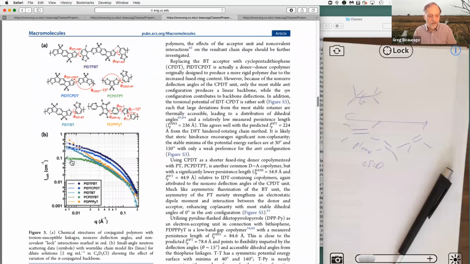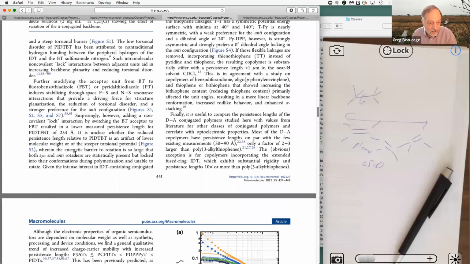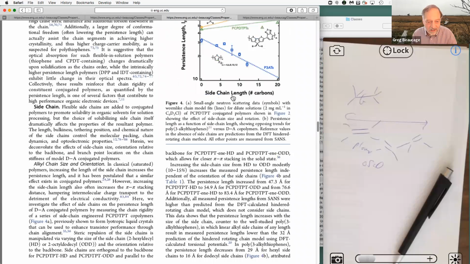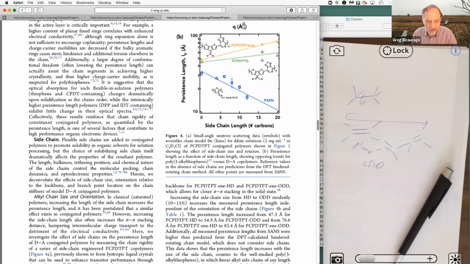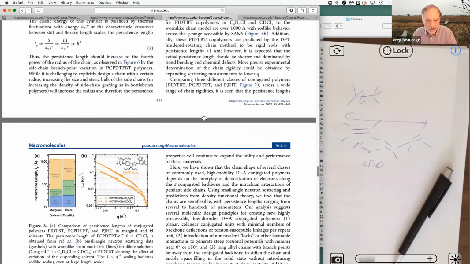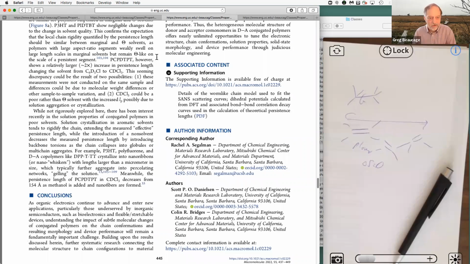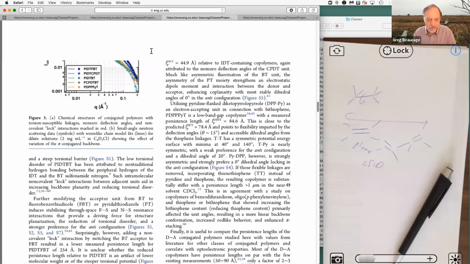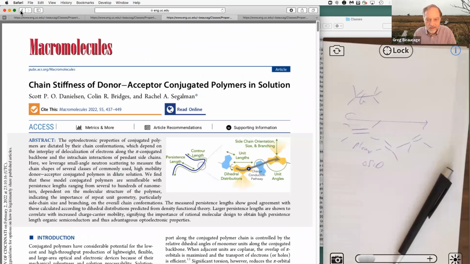They measure the persistence length. They predict it. They do some simulations. Side chain length versus persistence length. This is similar to the simulations in those other papers. But anyway, that's a pretty good paper to look at. I think it's in Macromolecules. So that's another one.